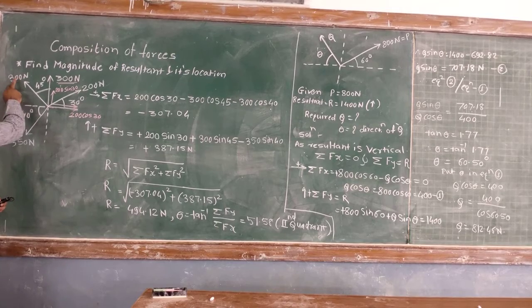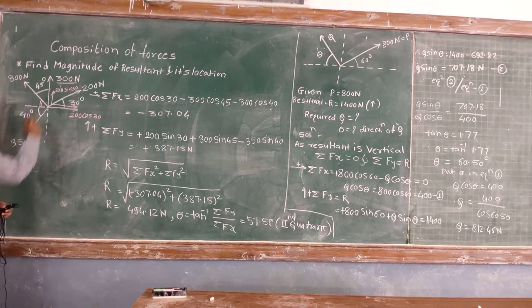Then the third force, 300 Newton, makes an angle of 45 degrees with respect to the vertical. A better way is to first find the angle made by the force with respect to the horizontal. What is this angle? This angle is 90 minus 45, which is again 45 degrees. So what are its components?